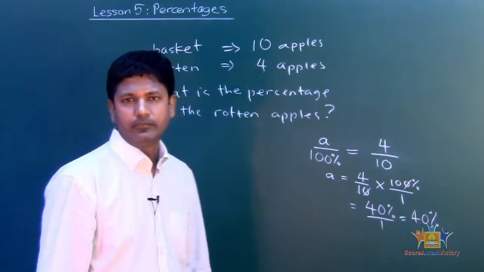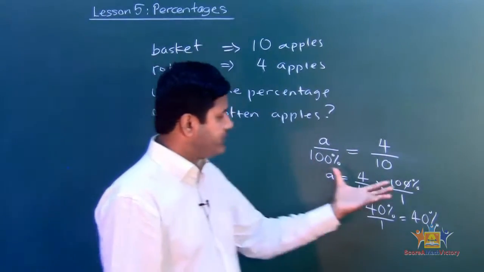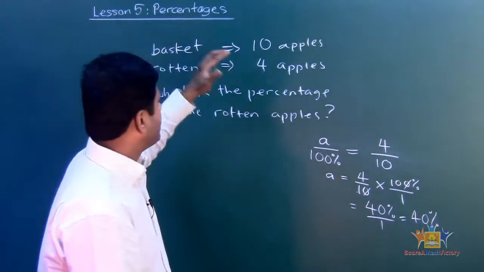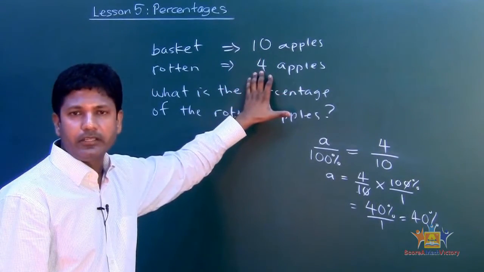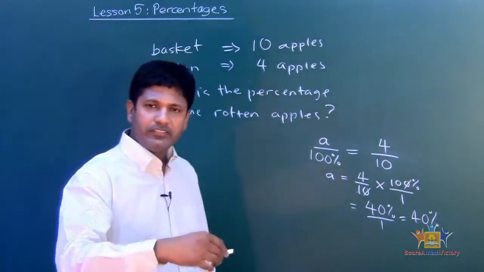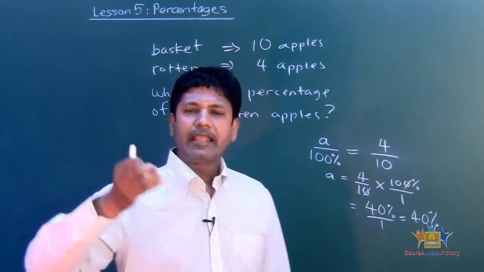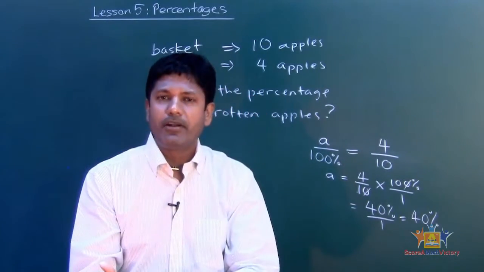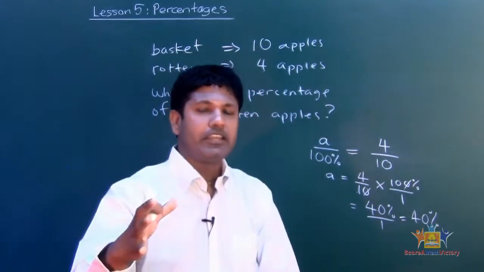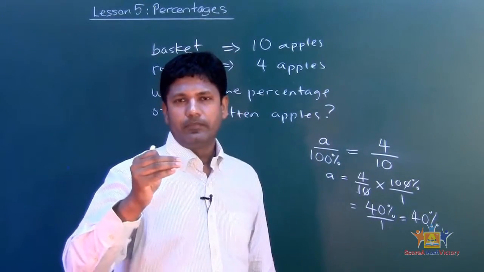40%. See how the second scenario works? We're looking for the percentage this time. This time I gave you the total number of apples and how many apples are rotten. Earlier, in the first scenario, I gave you the total number of apples and the percentage of rotten apples. I didn't tell you the number of rotten apples. I gave you the percentage and asked you to find the number.